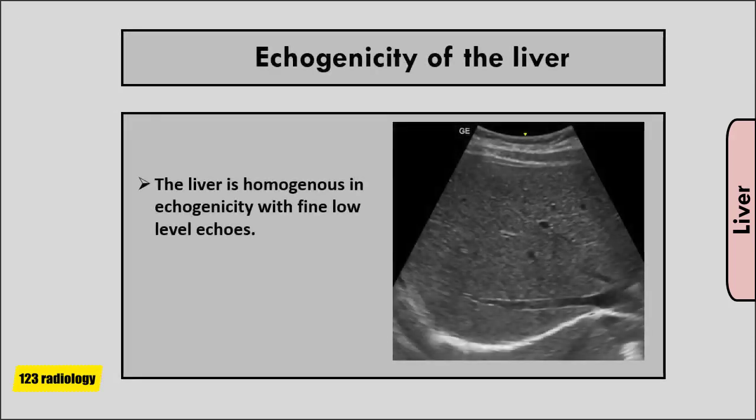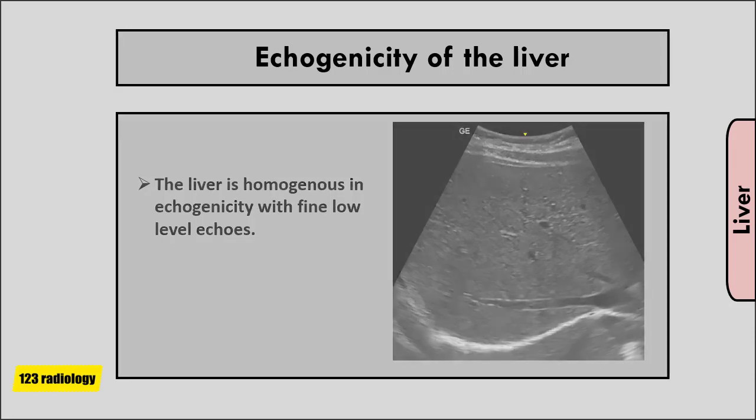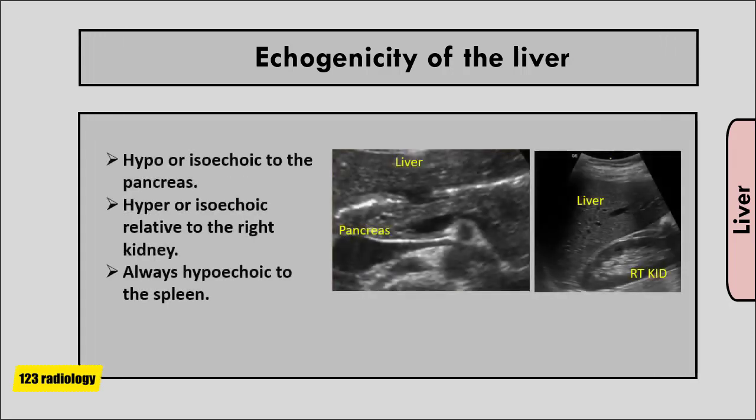Echogenicity of the liver. The liver is homogeneous in echogenicity, and it has fine low-level echoes. When we are talking about echogenicity of a structure, we are talking about it relative to other adjacent structures. So when we are talking about the liver, when compared to the pancreas, it is hypoechoic or isoechoic to the pancreas. It is hyperechoic or isoechoic relative to the right kidney, and it's always hypoechoic to the spleen.